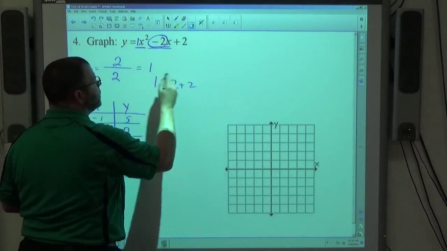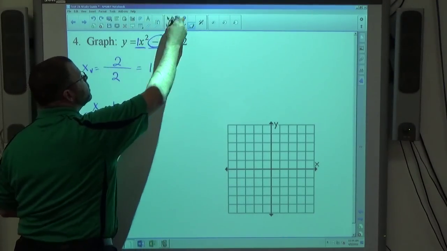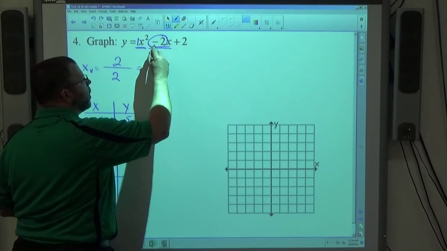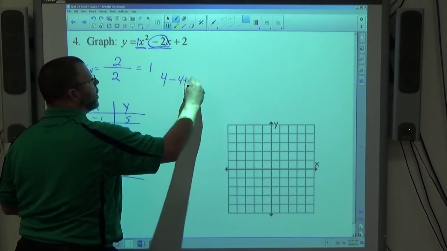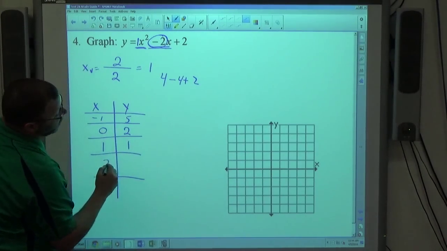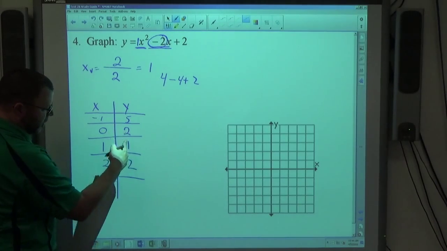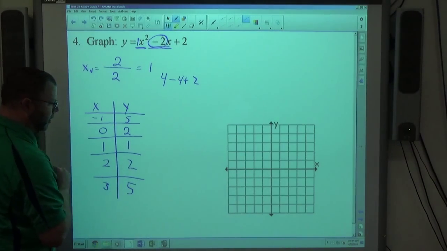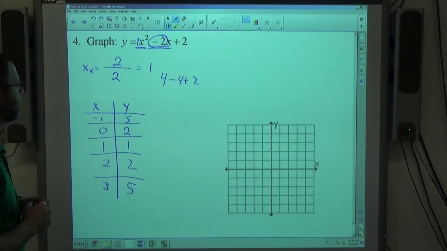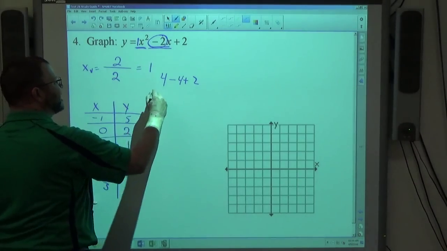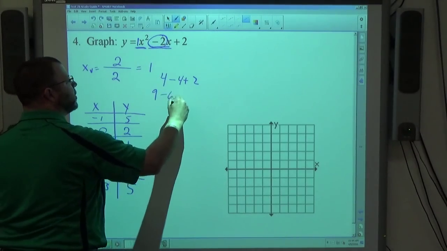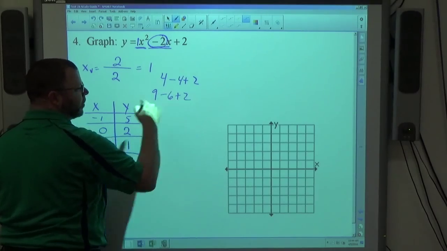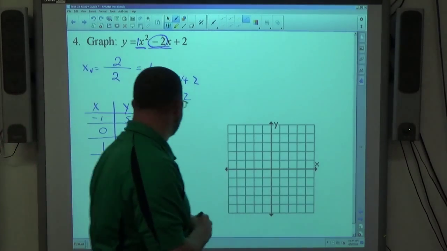If I put 2 in, 2 squared is 4. -2 times 2 is going to be -4 plus 2. 4 minus 4 is 0 plus 2 is 2. The symmetry is there, so I can be assured that's going to be a 5 already, because I've already figured out the other one. If you wanted to verify that, 3 squared is 9. -2 times 3 is -6 plus 2. 9 minus 6 is 3 plus 2 is 5. There you go. There's the symmetry.